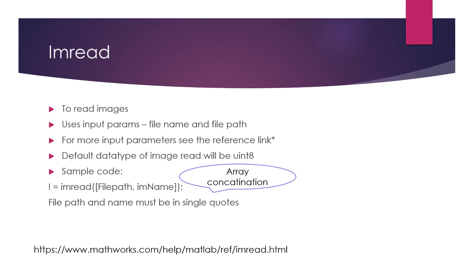So imread. To read any image, we use this function, which is imread. Usually it has an input parameter, which is only the file name, and if you want, you could also add a file path into it, and I will show you how to do that. For more input parameters, you can also look at mathworks.com, the link I address below.